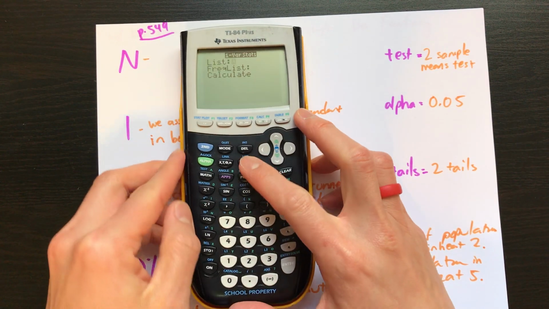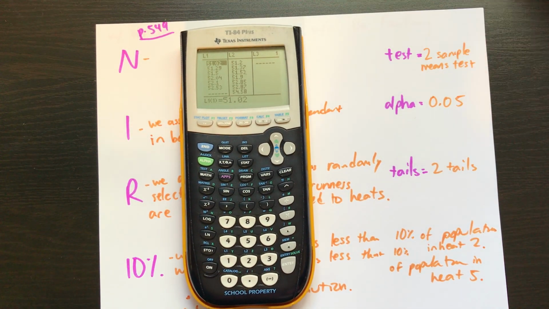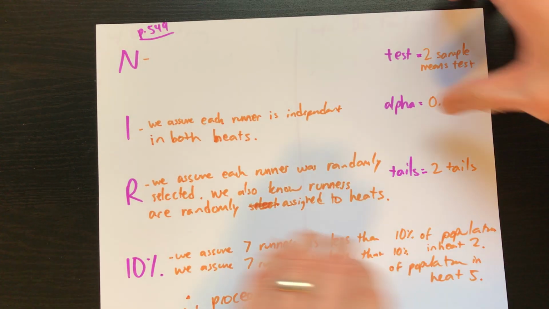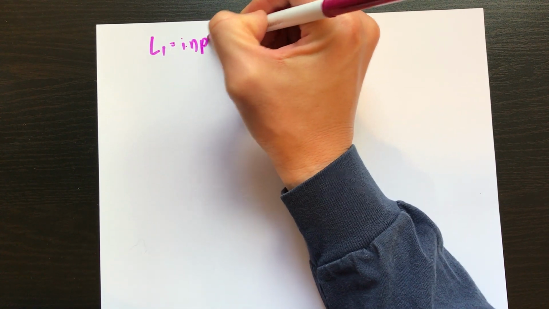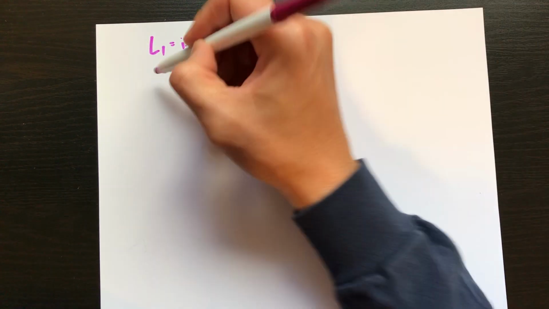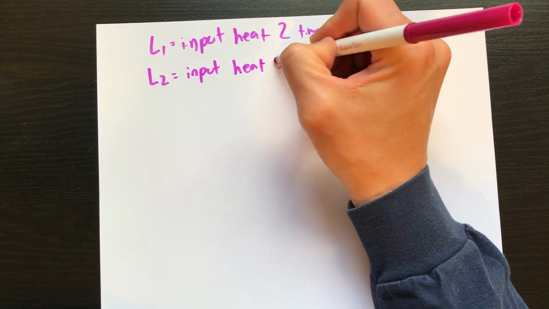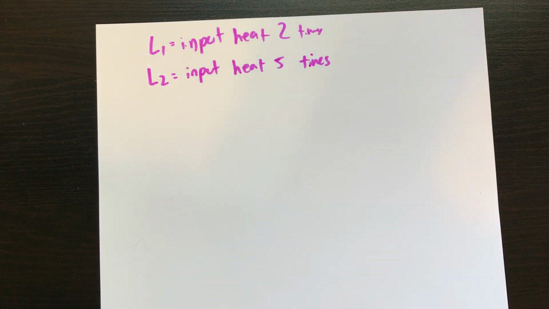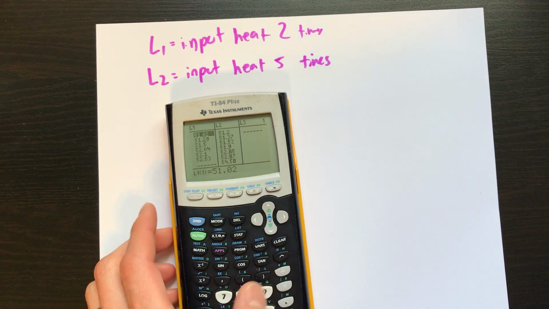So what I'm going to do is go to my list, and I'm going to input the runners from heat 2 into list 1. Let me write that down on a separate sheet of paper. So in list 1, I'm going to input the heat 2 times, and then in L2, I'm going to input heat 5 times. All right. So I'm going to go put those in. Go ahead and pause the video and you can put yours in.